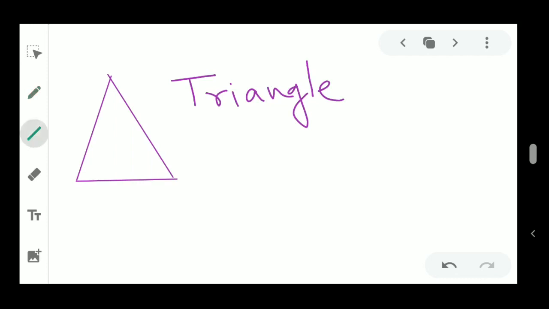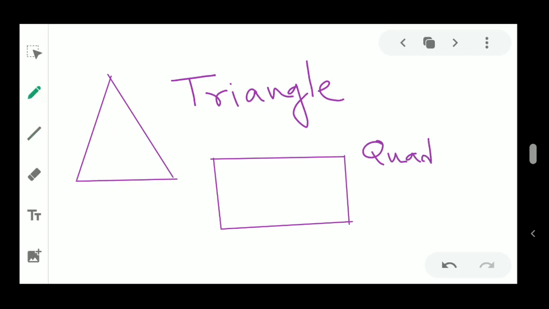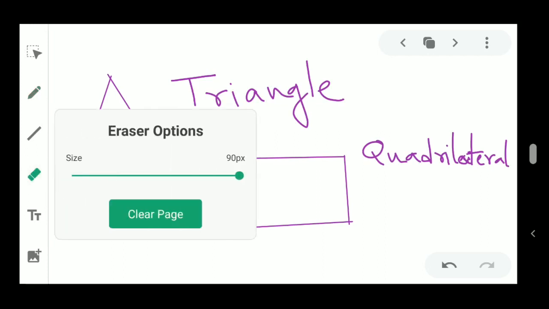If I can draw like this, then it is called a quadrilateral. So what is a quadrilateral? Quadrilaterals are the shapes that have four sides. Okay. So there are some classifications of triangles and quadrilaterals, and I am going to tell you that.